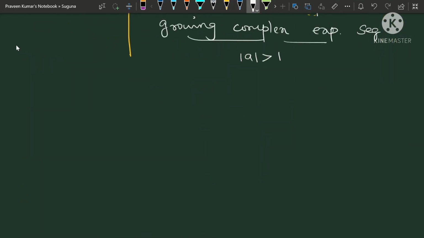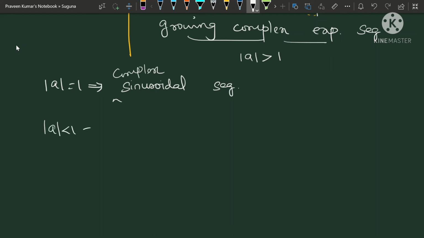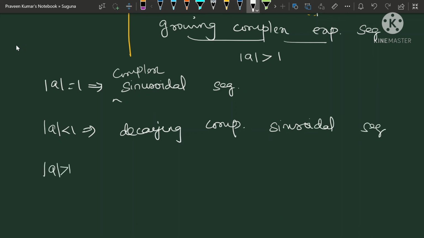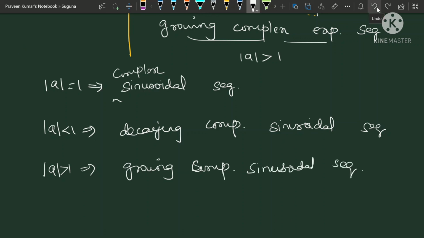So what are the 3 cases? Modulus of a is equal to 1. What is the nature of the sequence? Sinusoidal sequence, right? Complex sinusoidal sequence. Modulus of a less than 1 is decaying complex sinusoidal sequence. Modulus of a greater than 1 is growing complex sinusoidal sequence.